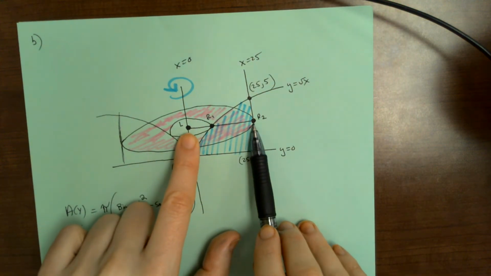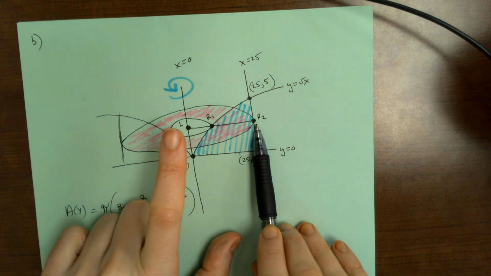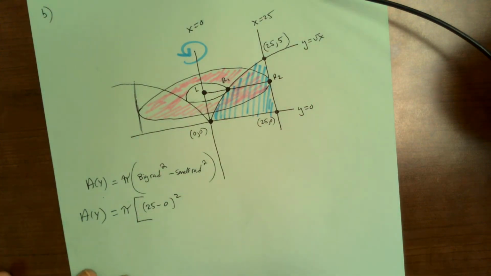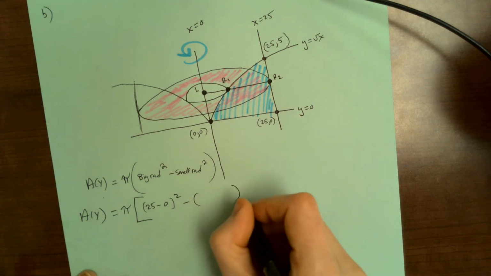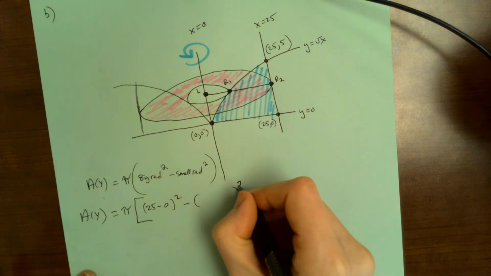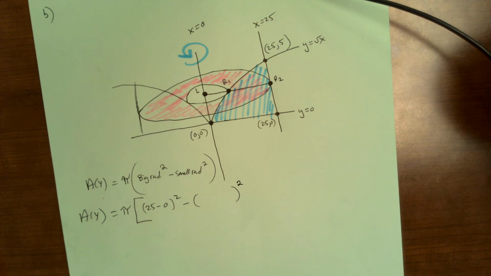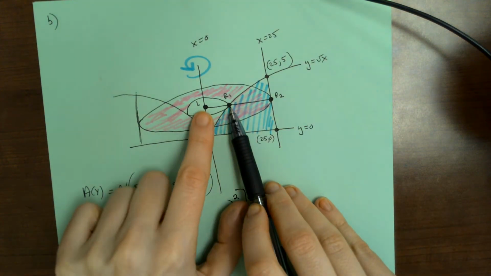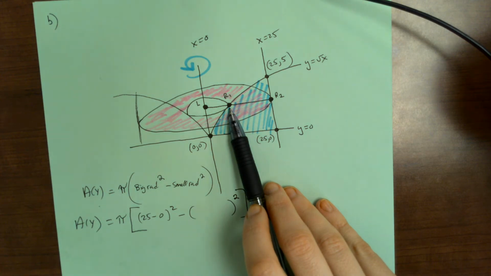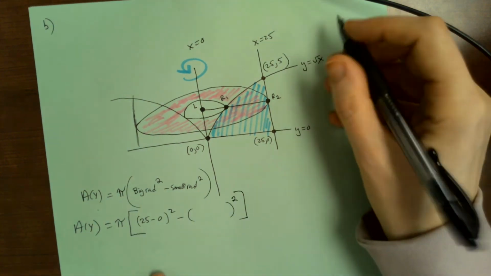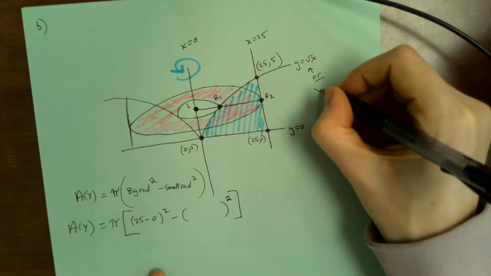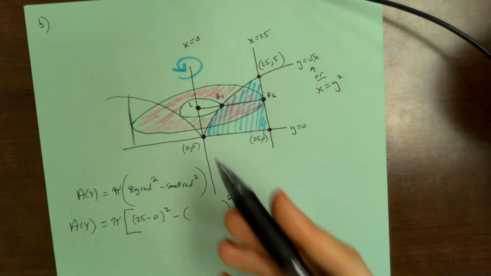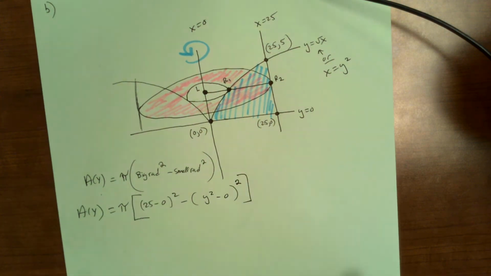So for this big one, right is 25, left is 0. So 25 minus 0 squared, minus, for this one, let's see if I did anything wrong. It's got to be right minus left squared again. Oh, but you know what I forgot to do? This has got to be in terms of y. So I've got to solve. If you just square both sides there, you get that x is y squared. All right, so now this is in terms of y. So this right minus left is y squared minus 0. So that's the area.